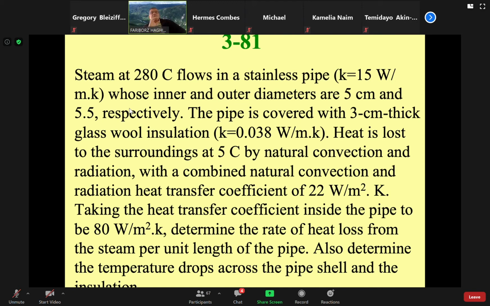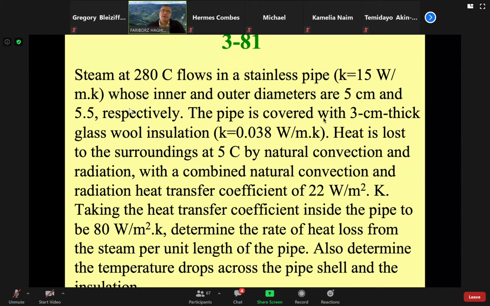Therefore, we have steam passing through the pipe. The temperature of the steam, T1 infinity, we call it, if you like, is 280. And this is a stainless steel pipe. The conductivity is around 15 watt per meter per degree. And since it's a pipe, it has a thickness. The inside diameter is 5, the outside diameter is 5.5 centimeter.